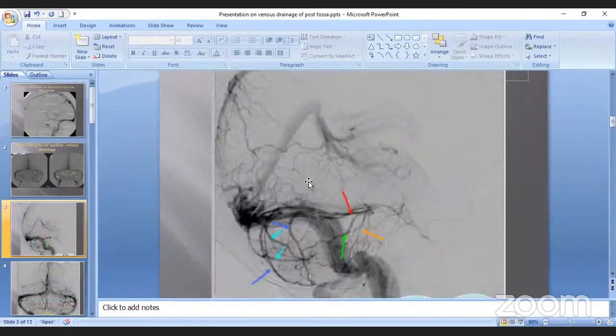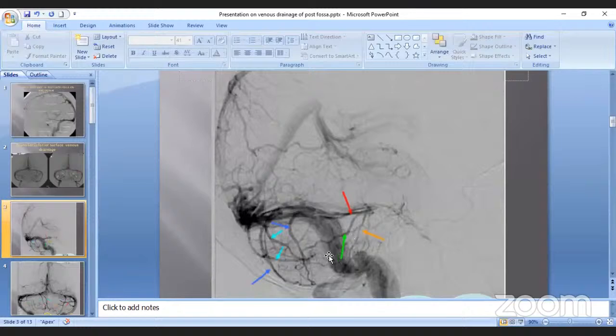on the lateral image of the same projection, you can see a better visualization of the posterior inferior cerebellar veins. These are the two vermian veins and the posterior inferior cerebellar veins, which are draining the inferior part of the cerebellum into the transverse sinuses. And these are the anterior cerebellar veins.